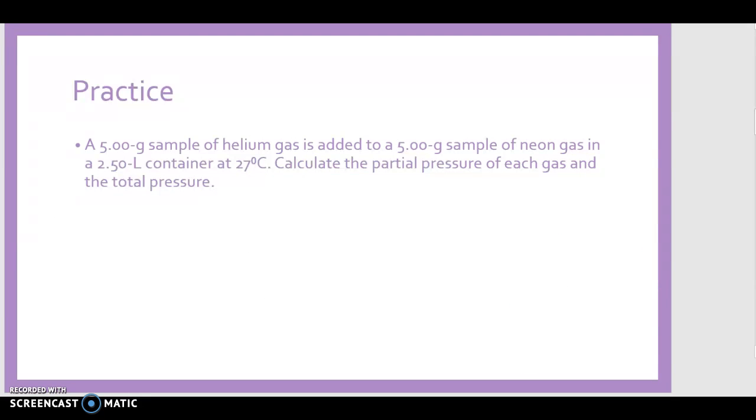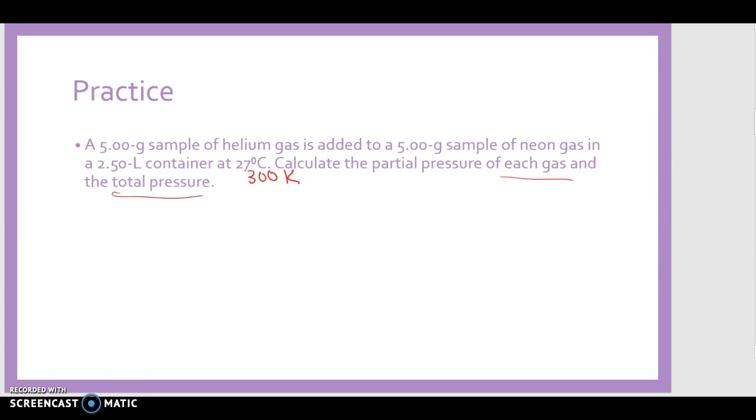Okay, so here we have a practice problem. It says you have a 5 gram sample of helium gas added to a 5 gram sample of neon, in a container of 2.5 liters at 27 degrees. Remember, when you see something in Celsius, go ahead and add 273 to get it to Kelvin. So that's going to be 300 K. Calculate the partial pressure of each gas and the total pressure.